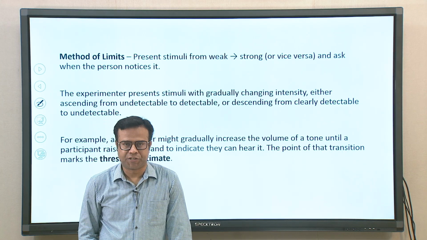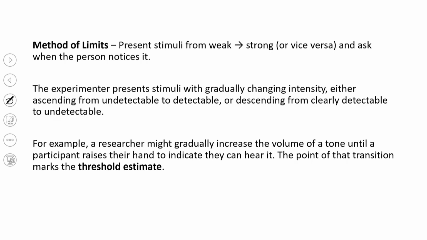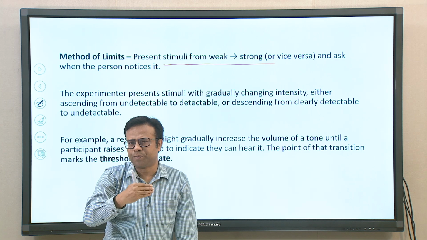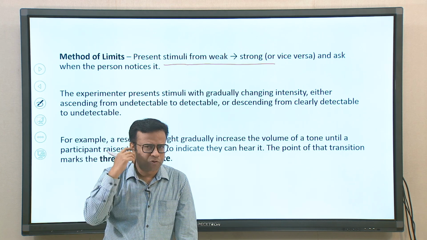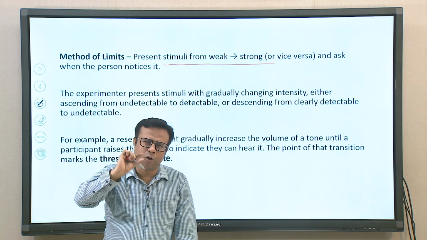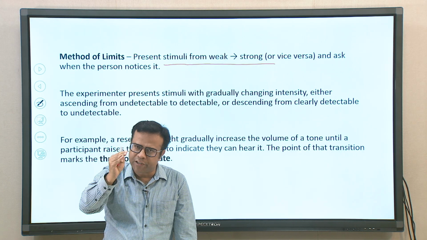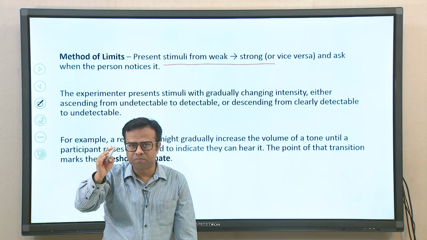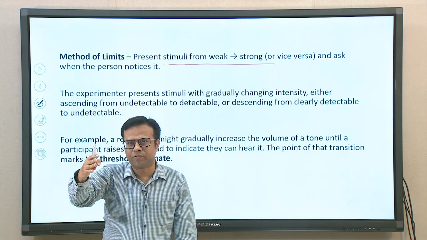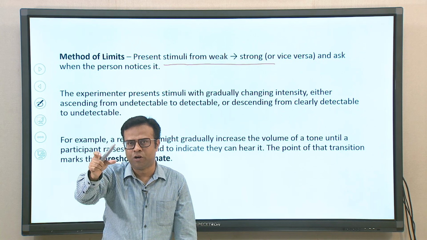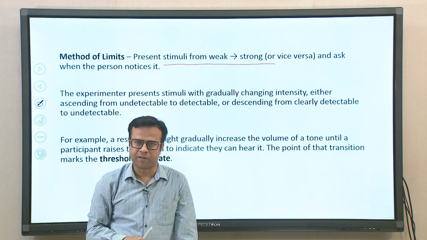First is called the method of limits. What happens here? The experimenter presents stimuli from weak to strong or vice versa. Generally, it is presented from weak to strong. So, take certain physical stimuli, let us say sound. They will start with some kind of sound which is very weak, something that cannot be detected, very low sound. Then slowly they will increase the volume, to find out what the threshold of detection by the participants is.